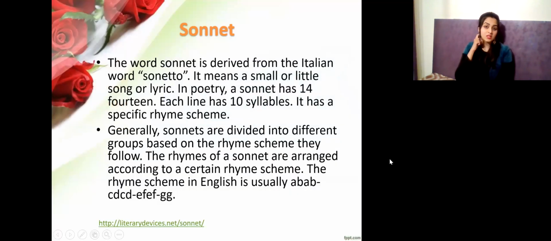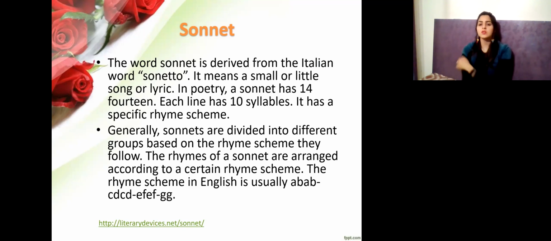The word sonnet is derived from the Italian word sonetto. Now, you all must have heard Italian language, right? It is superb. It sounds so good. Anyone who's learned Italian will also know the meaning of it. But for the ones who just hear it, I feel even hearing it is so amazing. So, sonetto. What do you mean by sonetto? It means a small or little song or lyric. Now, sonnet means a little song or a little lyrics given.